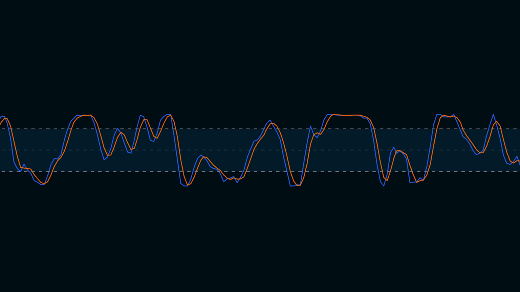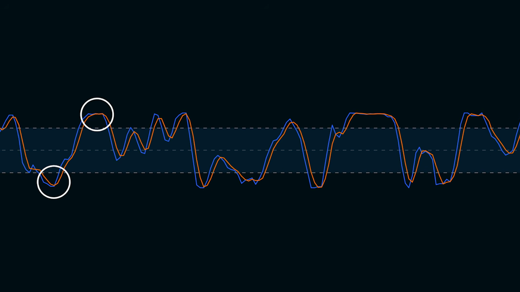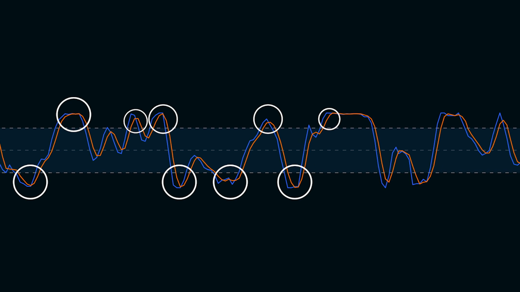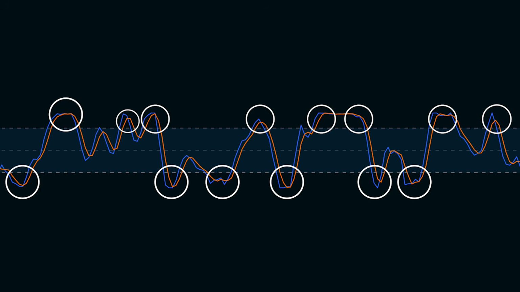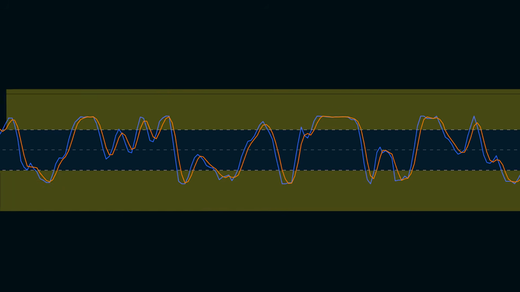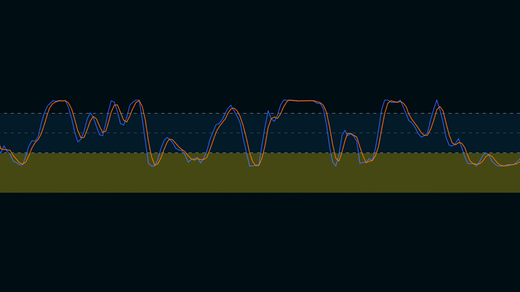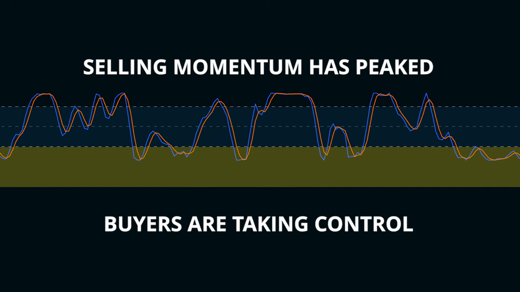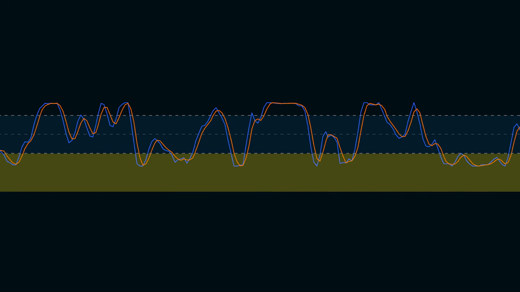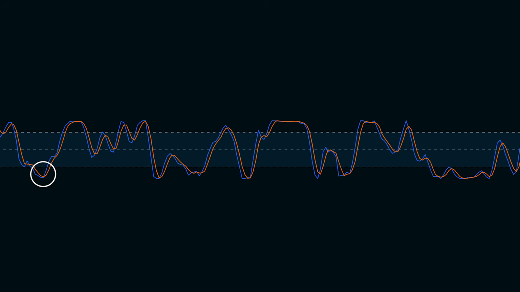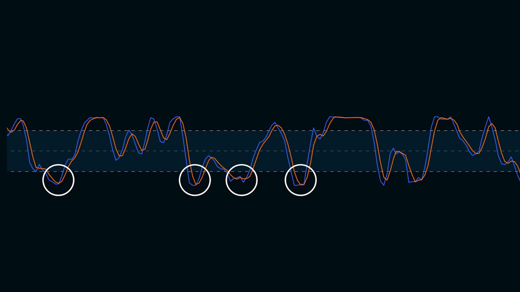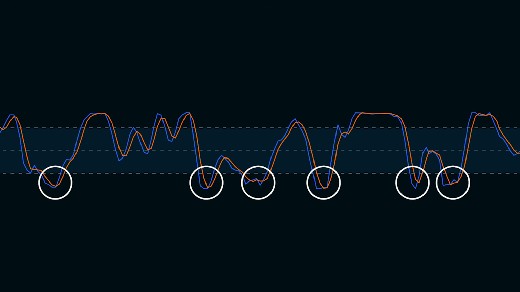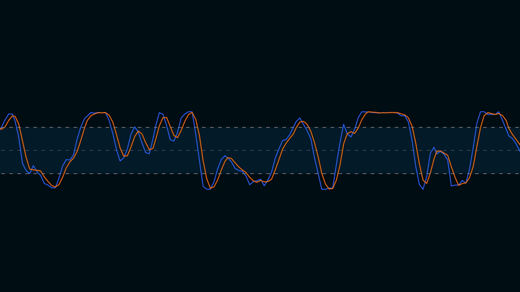The most powerful signal this indicator produces is when the %K crosses %D while both lines are inside an extreme zone, either above 80 or below 20. A crossover below 20 signals that selling momentum has peaked and buyers are taking control, before price has moved significantly. This is the earlier entry that standard RSI cannot provide. We will build our first complete strategy around this exact signal.